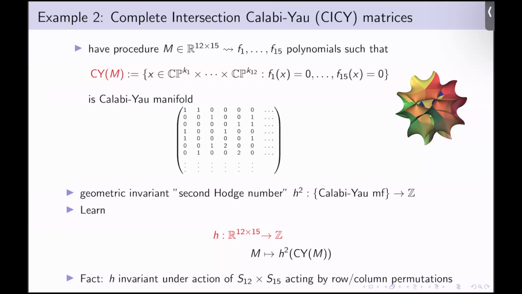Now, the fact that it's invariant under the action of S15 is kind of easy to see, because if you swap the columns of your input matrix M, that just amounts to reordering the 15 polynomials. But the vanishing locus of 15 polynomials is the same no matter how you order them. To see that it is also invariant under row permutations, I would need to tell you a bit more about this construction, but just take my word for it that it is.